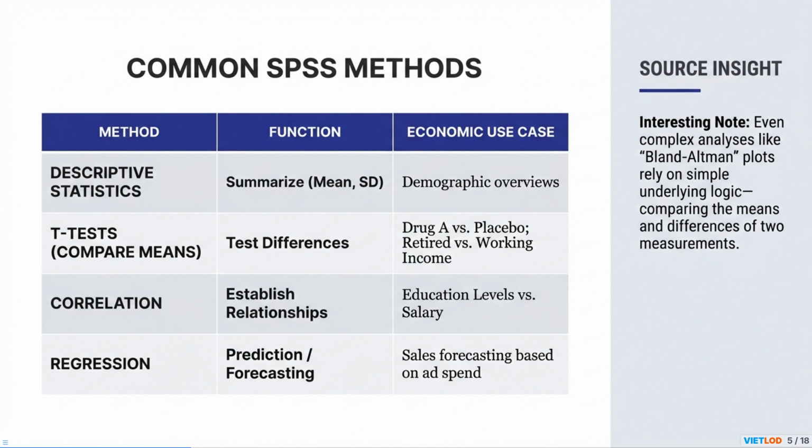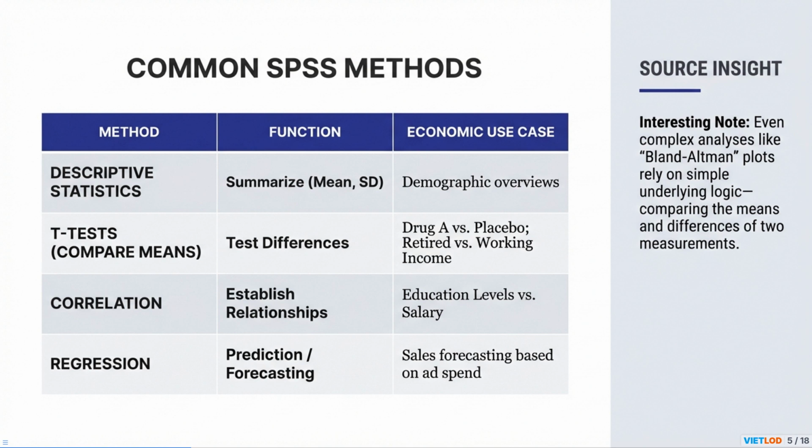Correlation helps us establish relationships. It's used to see if two variables move together, like examining the link between education levels and salary. Finally, regression is a powerful method for prediction and forecasting. It allows us to model how one variable can predict another, such as forecasting sales based on advertising spend.